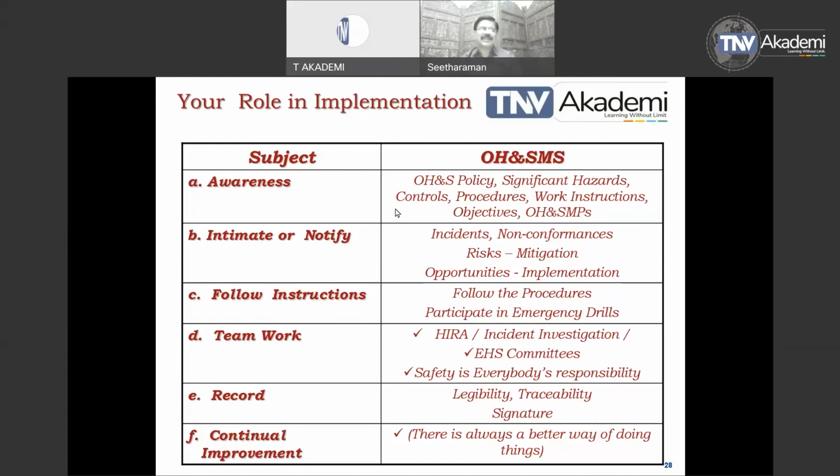Then safety is everybody's responsibility. It's not the safety department or the safety manager alone worrying about it. Everybody has to look at safety. Then only organization safety performance will improve.